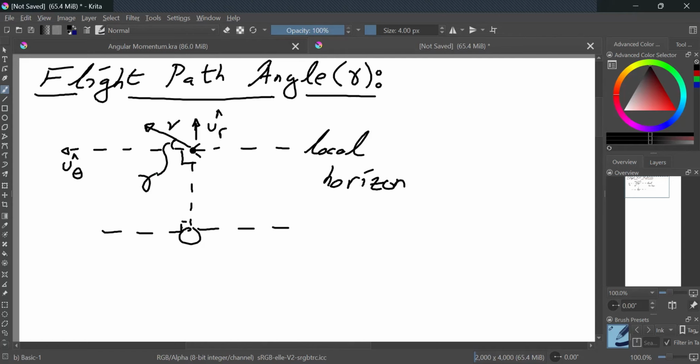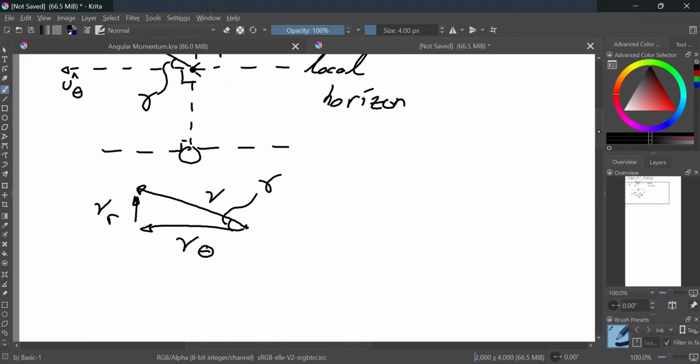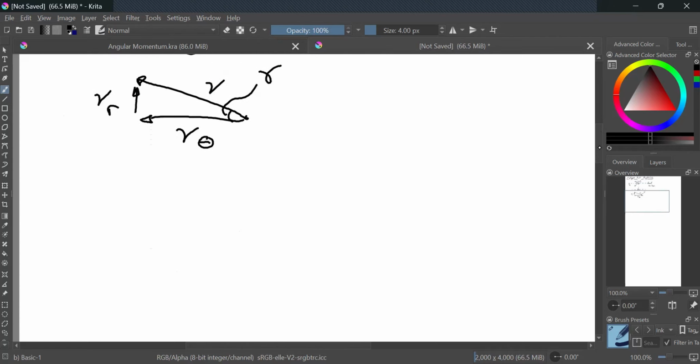So let's blow that up down here, make it a little bit easier to see what's going on. There's our V. Here's our tangential. And there is our radial. And once again, that is in here. So we'll move this all the way down.